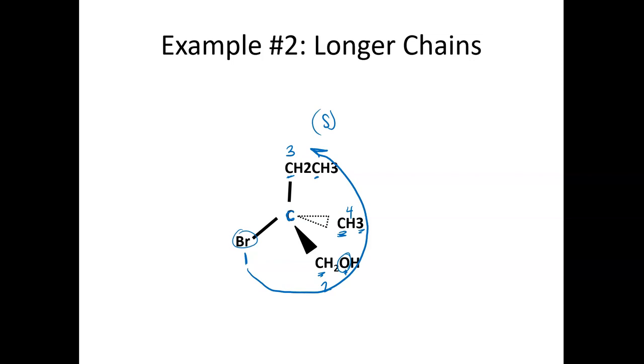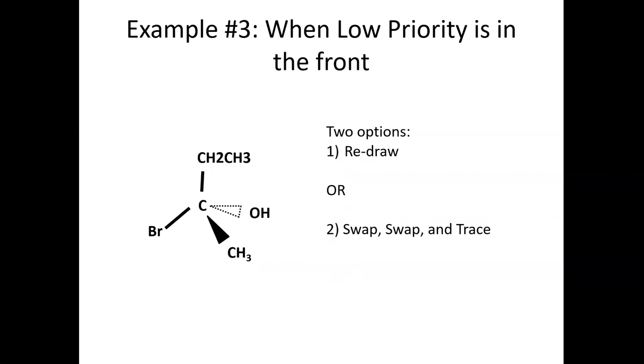All right, so what happens now when we change this up a little bit and the low priority is in the front? So here, this is the low priority, and we just did this one, so we know that this is 3 and 2 and 1. This group it has on a dash, right? So that means this is actually coming out at you. We can't get the correct answer if we do a trace right now, because this only works if this 4th group is in the back. So you have 2 options.